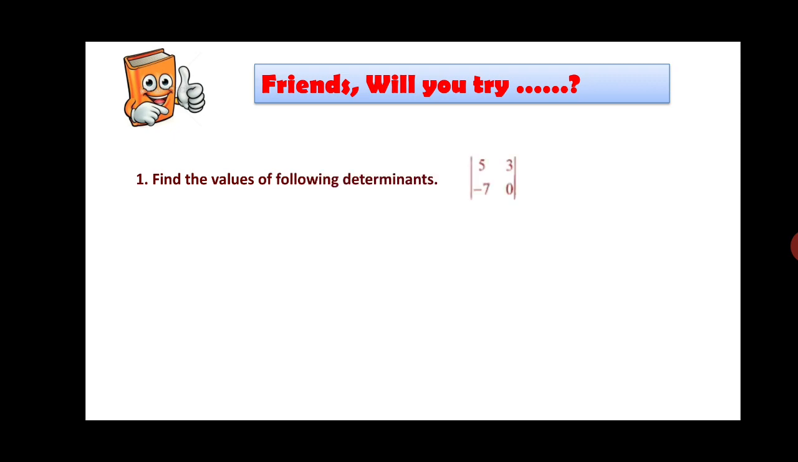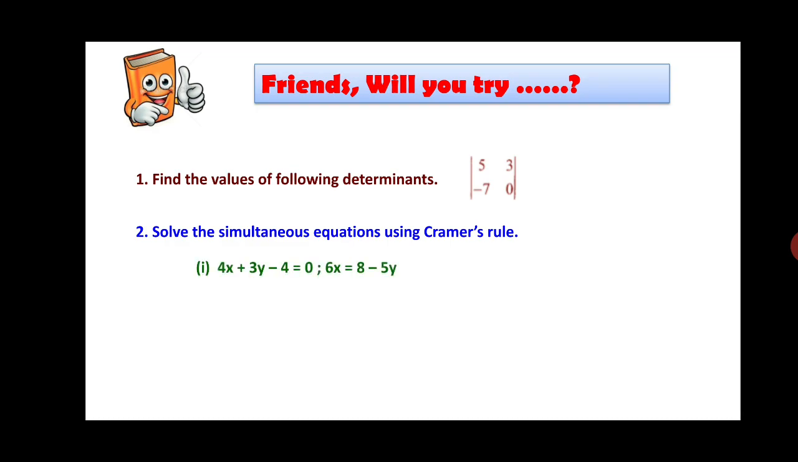Find the value of the determinant 5, -7, 3 and 0. Solve the simultaneous equations using Cramer's rule. These are the three equations. Number 1, 4x plus 3y minus 4 is equal to 0 and 6x is equal to 8 minus 5y. Here you have to convert this into the standard form, that is ax plus by is equal to c. Then you have to attempt 6x minus 4y is equal to minus 12, 8x minus 3y is equal to minus 2. It is already in the standard form.